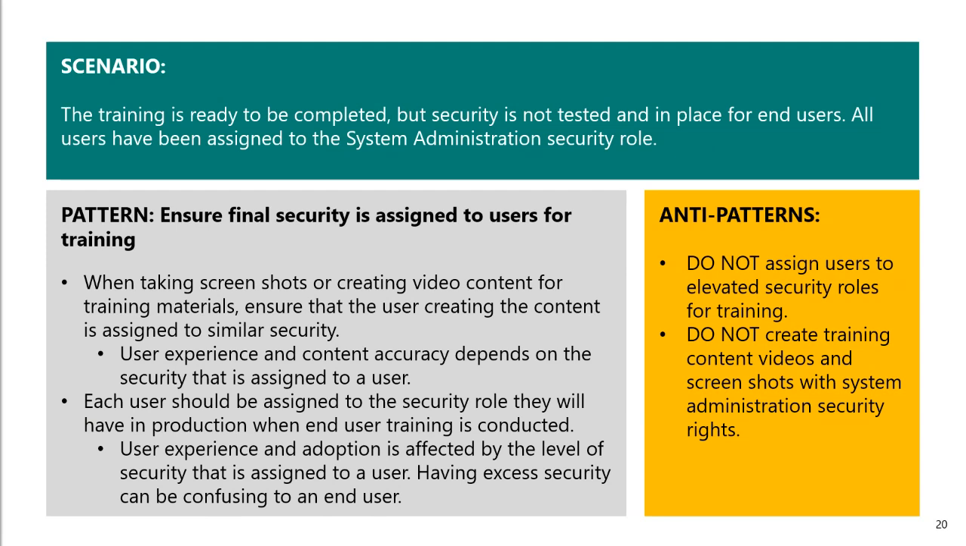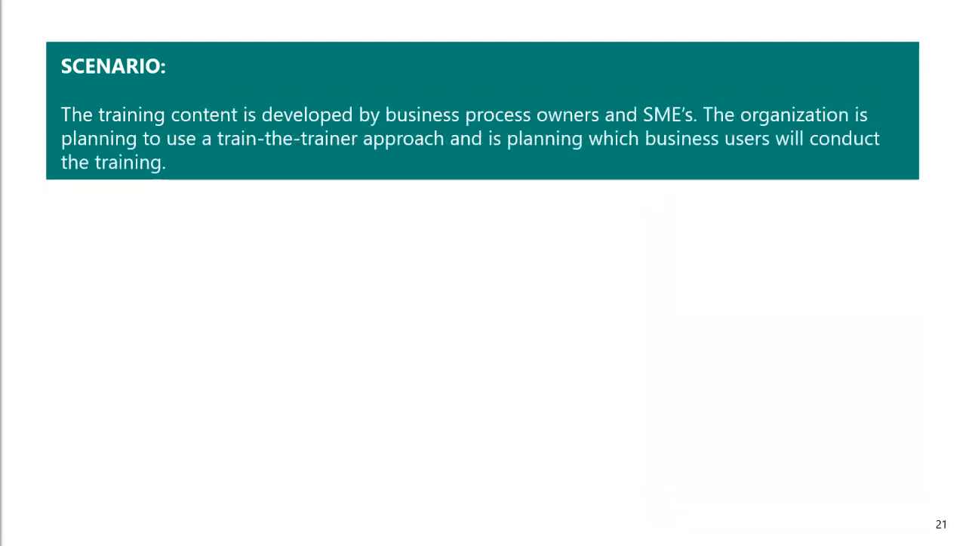Each user should be assigned to the security role that they will have in production when that end user training is conducted. And this allows you to get a good extra final test on all of your security before you go live. If you are using elevated security, that's going to, again, cause confusion. In our next scenario, the training content is developed by business process owners and SMEs.